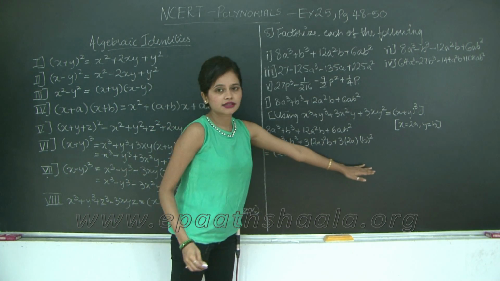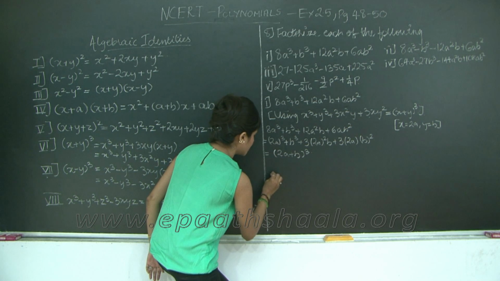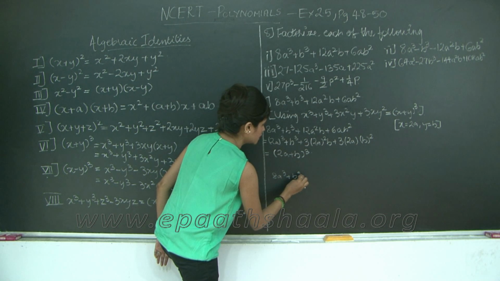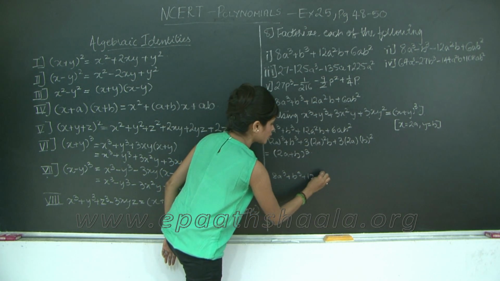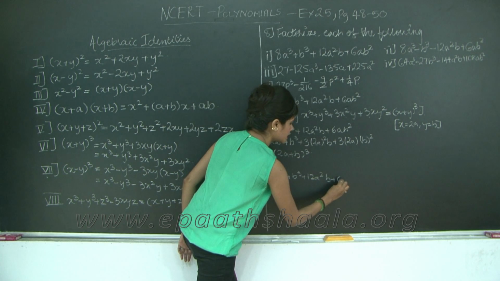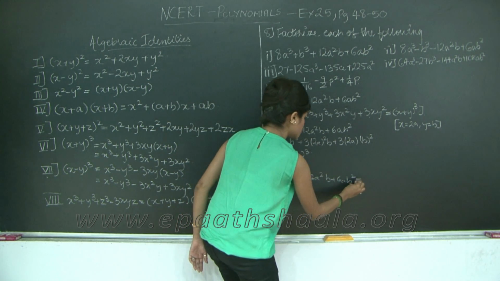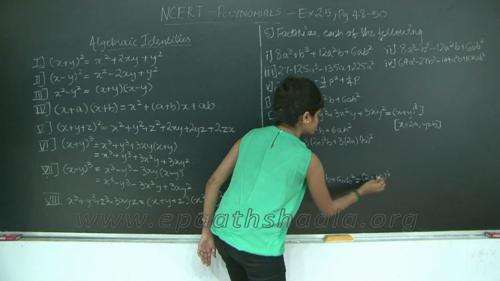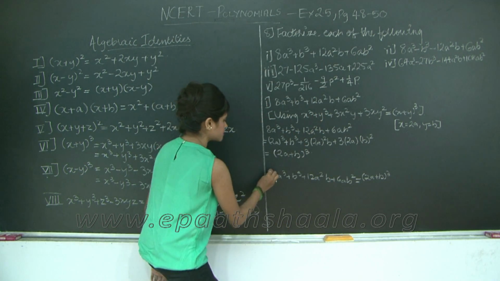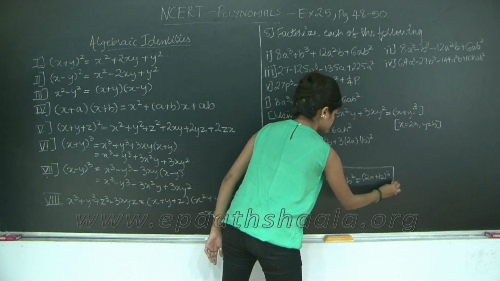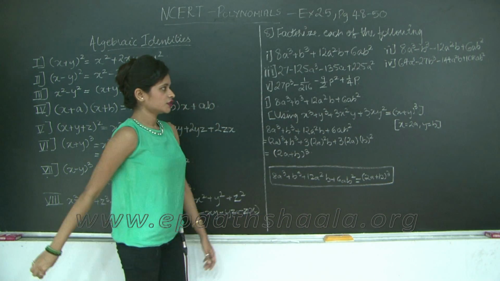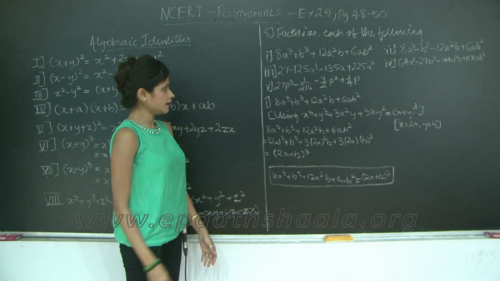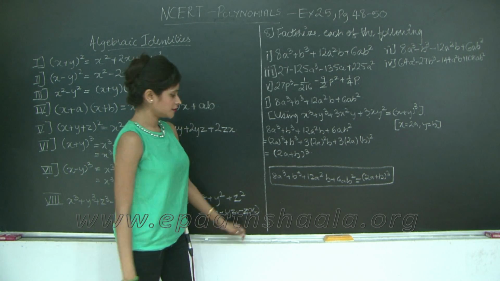I'm going to rewrite it in the question answer format, which is 8a cube plus b cube plus 12a square b plus 6ab square is equal to 2a plus b the whole cube, right? And finally, I'm going to box it. So here is my answer and here is my solving. Okay, let us quickly proceed to question number 2 now.